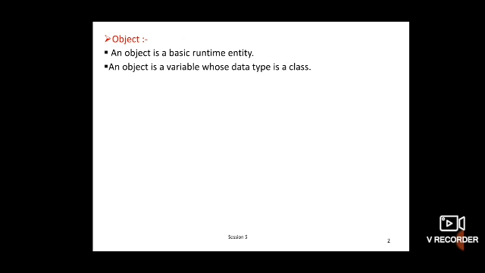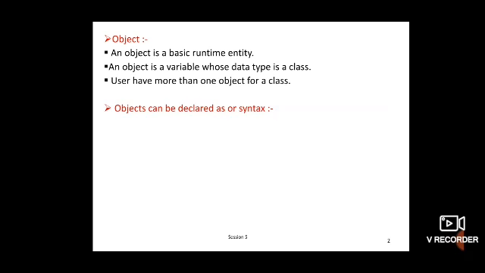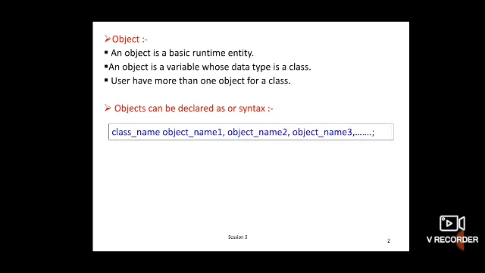But what is the data type of an object? The data type is a class. So an object is a variable whose data type is a class. A user can have more than one object for a class. That means you can create more than one object of a class. However many objects are required for the program, you can create them separated by commas. Now see the syntax to declare an object.